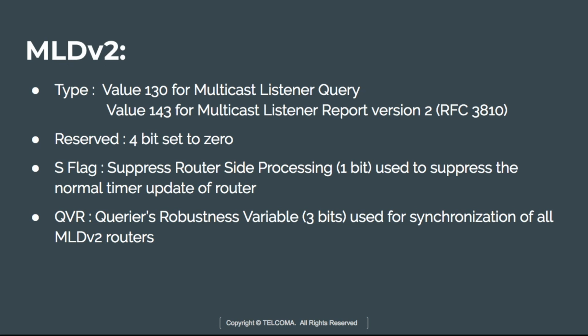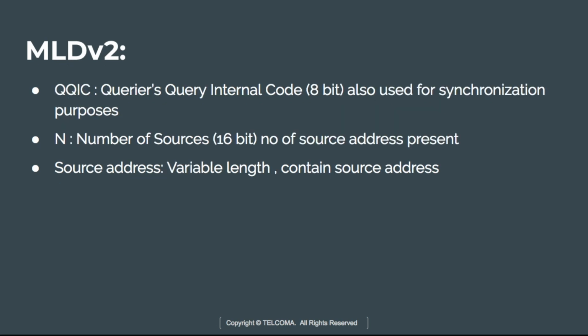After that, the QRV field. Here the QRV field is the querier robustness variable, and it is of 3 bits. When it is non-zero, it will contain the robustness variable value used by the querier. So this value affects timers and the number of retries. It is included in queries in order to synchronize all the MLD version 2 routers connected directly over the same link.